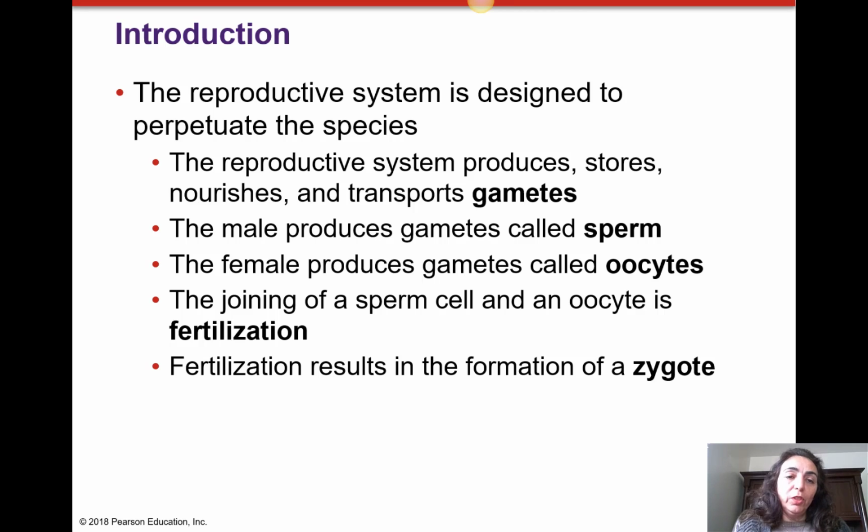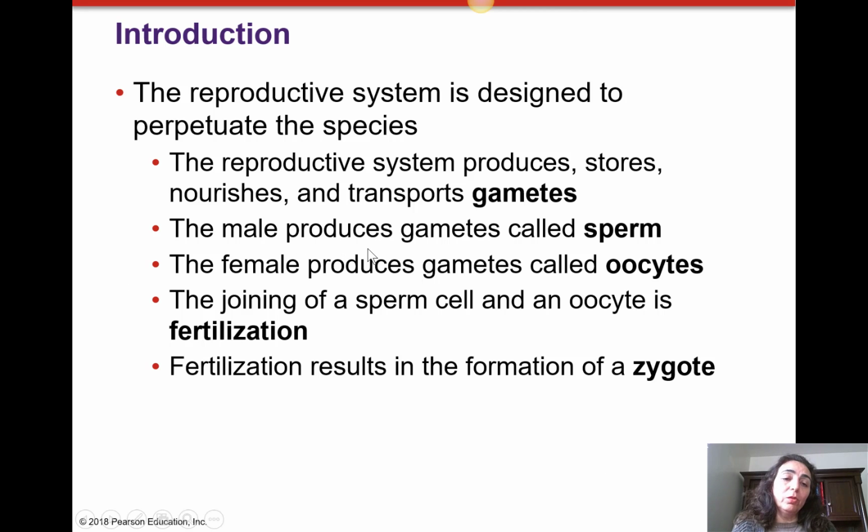So the reproductive system in general is designed to have a specific function, right? The main purpose of having a reproductive system is to reproduce another human being, perpetuate the species. The reproductive system produces, stores, nourishes, and transports the gametes. Gametes are the sex cells, as we have it here.